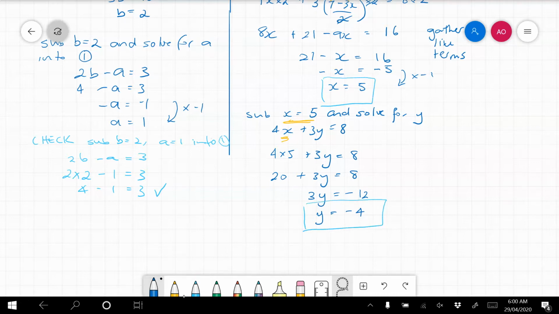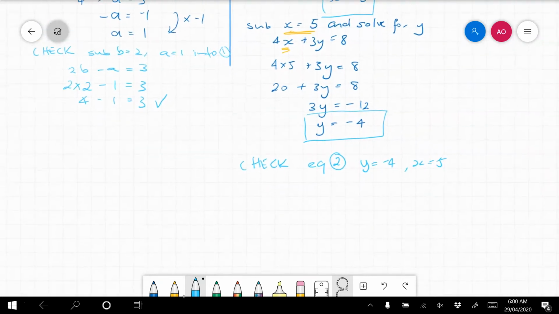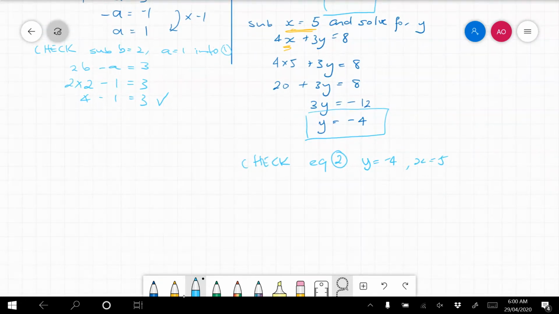So let's try that out. We'll go back to the check. We'll use equation 2 this time. And we'll write y is negative 4 and x is equal to 5. Equation 2 was 3x plus 2y is equal to 7. So 3 lots of 5 plus 2 lots of negative 4 is equal to 7.